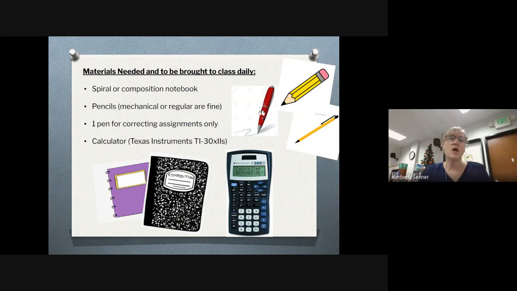6th graders, if you can get your hands on one, that would be greatly appreciated. And I'm not sure where the miscommunication came in, but we'll get it organized for next year. Please bring a pencil. Mechanical or regular pencils are fine. Either one of them works. In fact, today I collected one of each in the classroom.